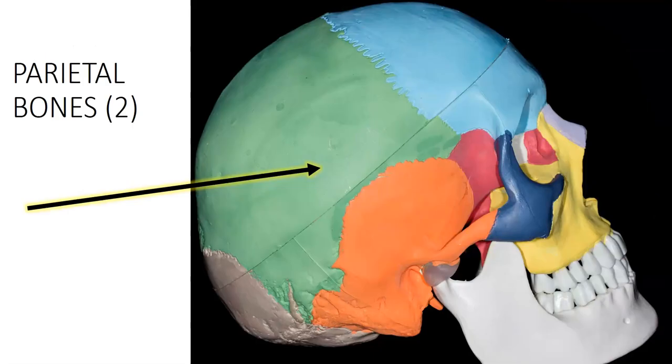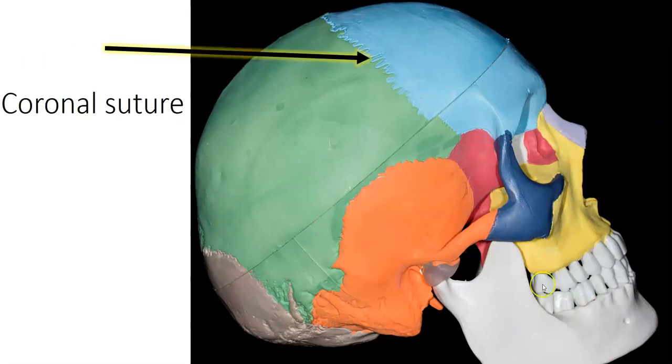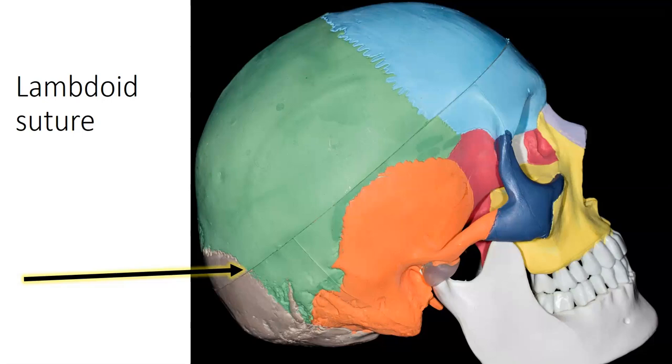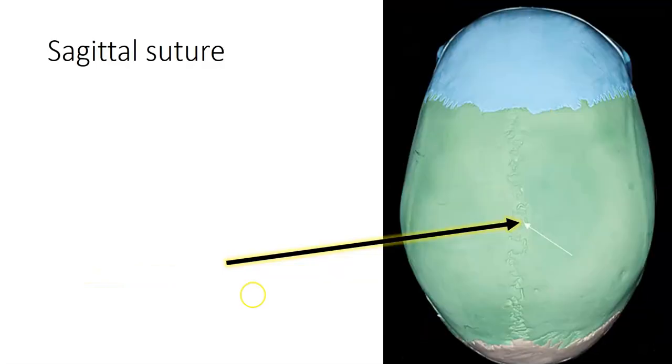Here's a parietal bone. There's one on each side. Here is a coronal suture. It connects the frontal bone, here in blue, to the parietal bone in green. This is the squamous suture between the parietal bone and the temporal bone in orange. Here is the lambdoid suture between the parietal bone, here in green, and the occipital bone in brown. And finally, the sagittal suture between the two parietal bones, left and right.